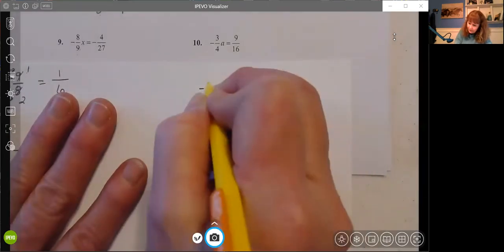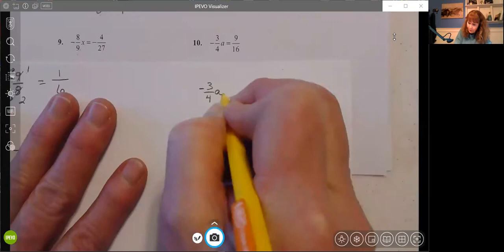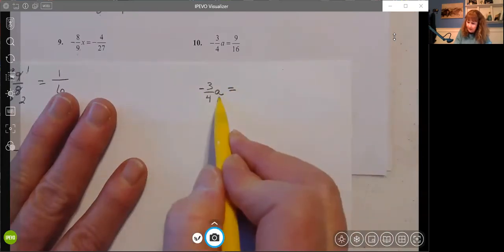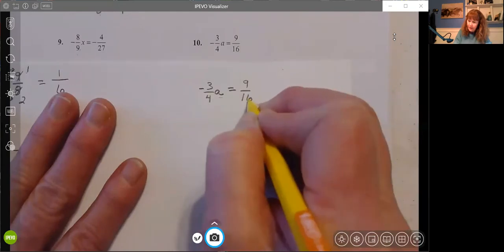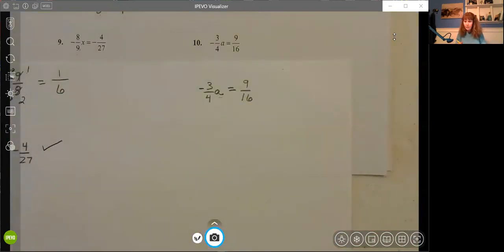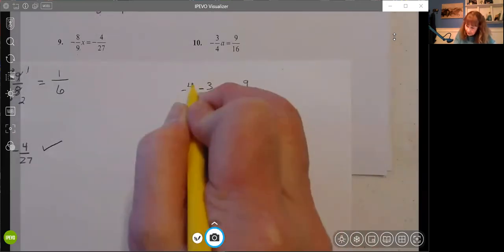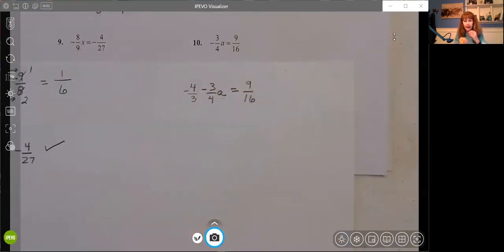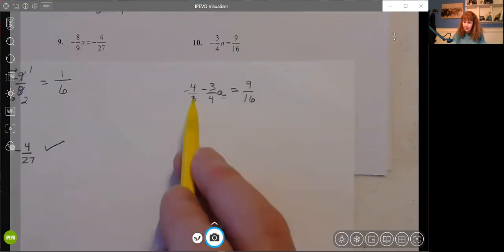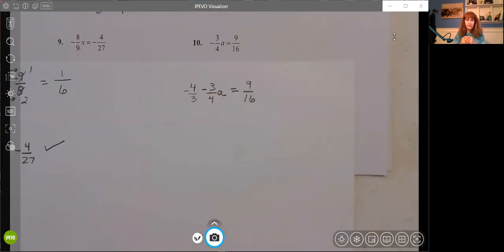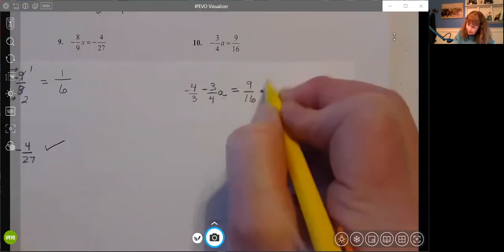Here, I have a negative 3/4 a, which I have to get rid of. I need to have the a by itself, 9/16. To get rid of the negative 3/4, I'll multiply by the reciprocal. And the reciprocal, you don't change the sign. It still will be negative 4/3. So when you multiply or divide to get rid of a number, the sign stays whatever that number is that you're getting rid of. If it was a positive, we multiply by the positive reciprocal. If it's negative, we multiply by the negative. So we'll do the same thing to the other side of our equation.